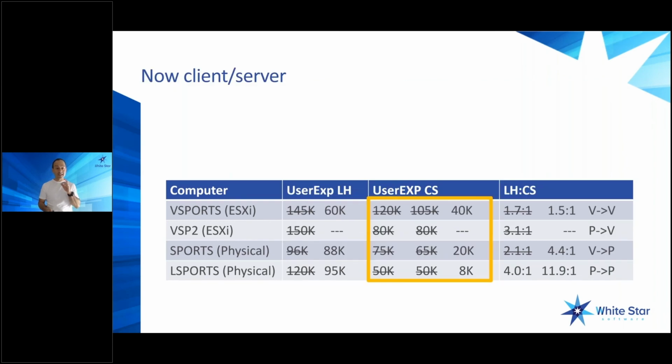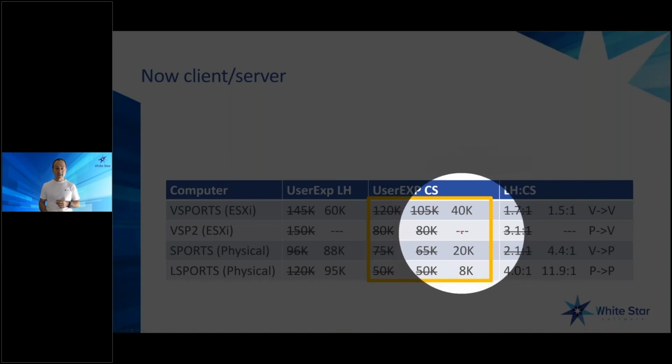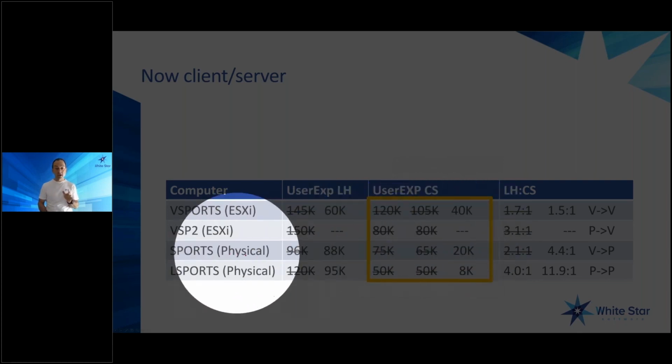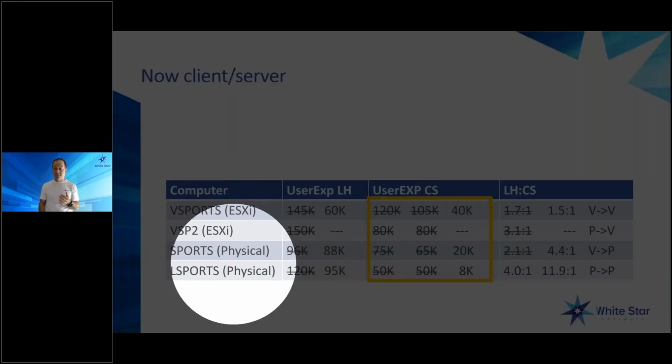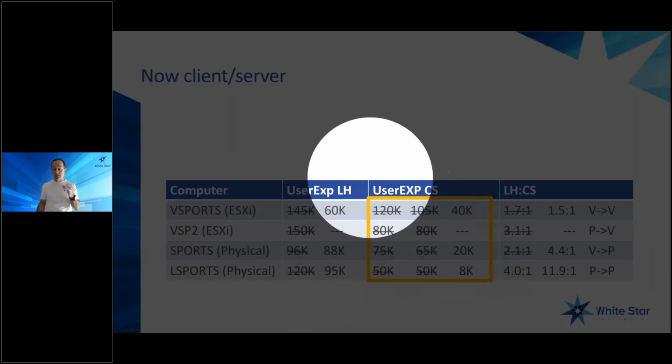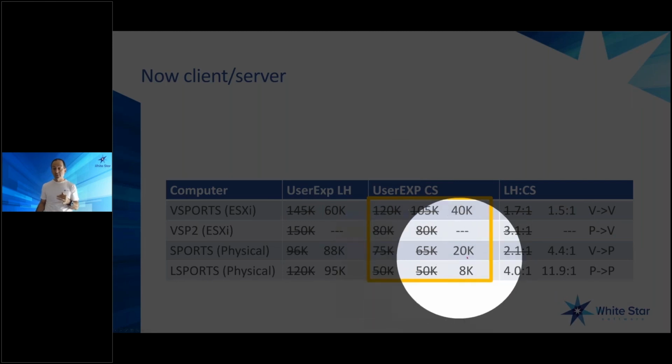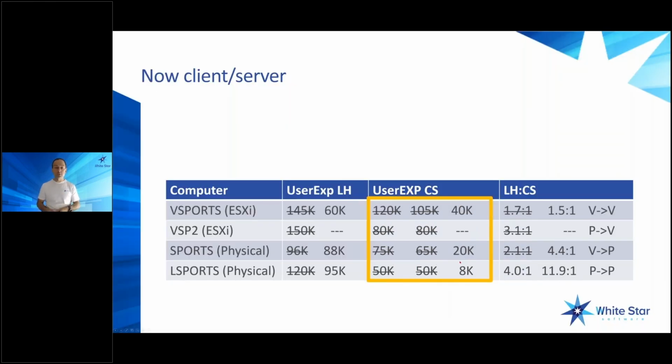And then looking at the client server, it gets even uglier here, right? So look at this. I mean, in client server mode, I went from 120 to 105 to 40,000 records per second on my virtual machine. And interestingly, on my physical machines here, so this is from virtual to physical, I went from 75 to 20,000 records. It's like a 4-time drop here in performance going from a virtual layer to a physical layer. And again, crazy interesting here, in my physical to physical layer, from the laptop to the desktop, I went from 50,000 to 8,000, right? So that's a 6 times drop in performance.